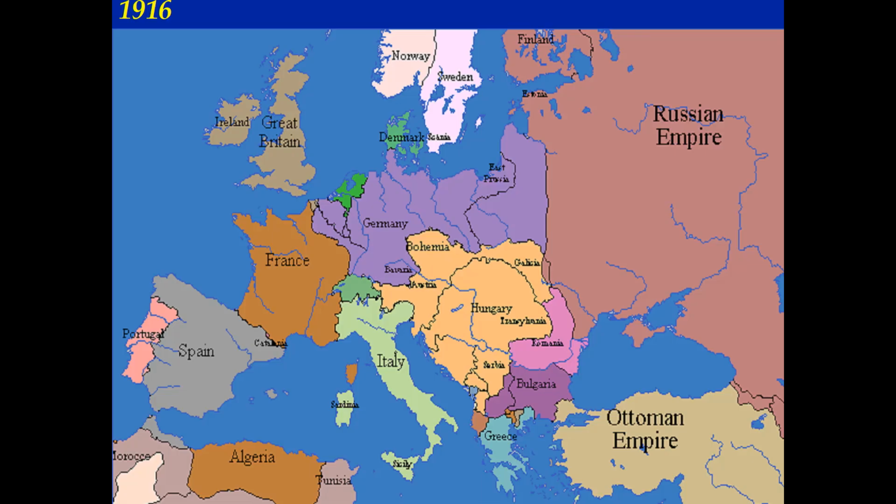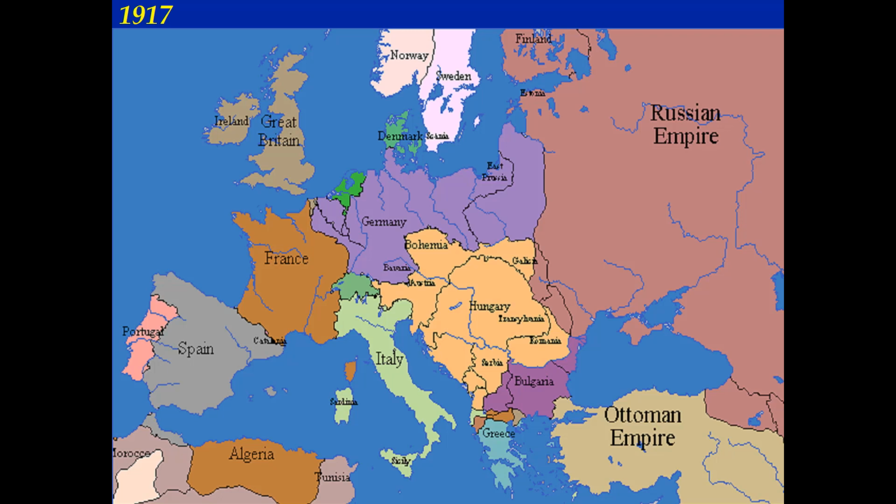Well, let's see how the situation changed. Here we are at the end of 1915, and here we are at the end of 1916. So we have some gains against Russia, and there's some small gains in France, but for the most part, other than Russia, the Western Front is still frozen in place. But both sides are now getting desperate.